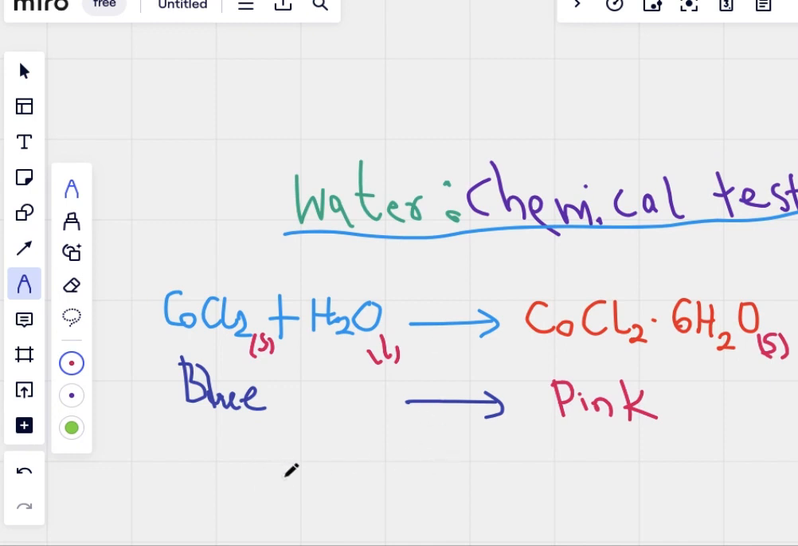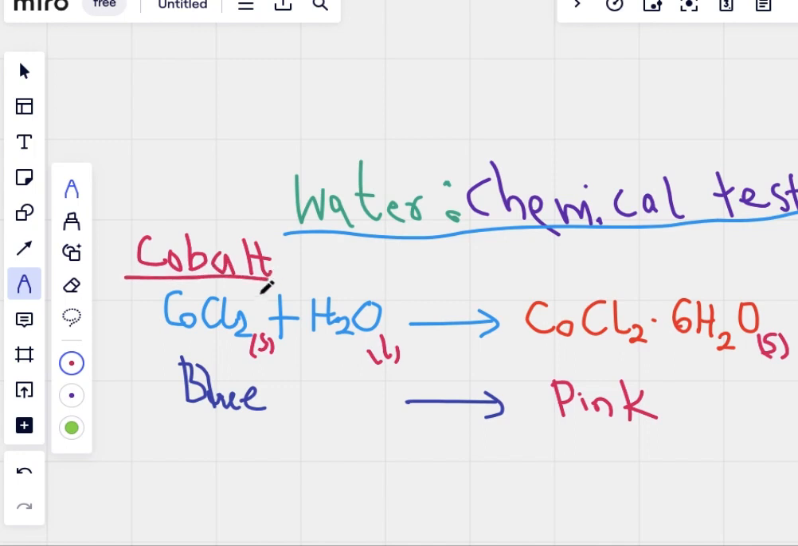The test for water is not only using cobalt. The first method is using cobalt. The second one, if we're testing for water, the first method is to use cobalt 2 sulfate to test for the presence of water. Okay?